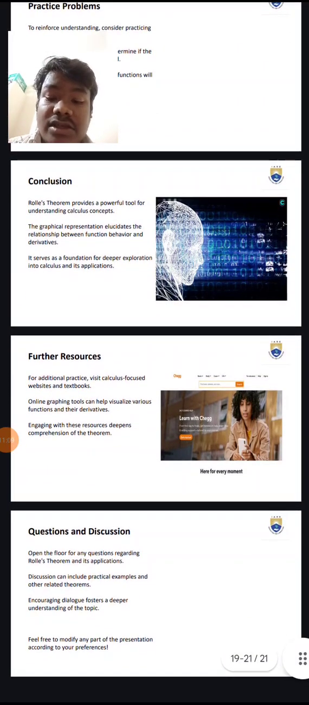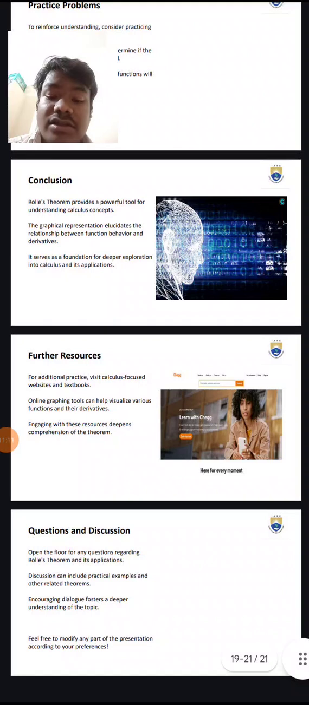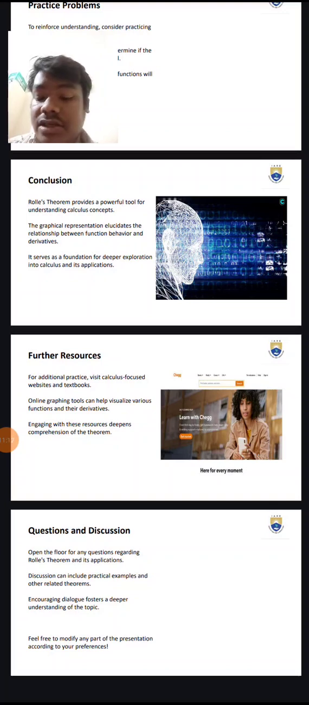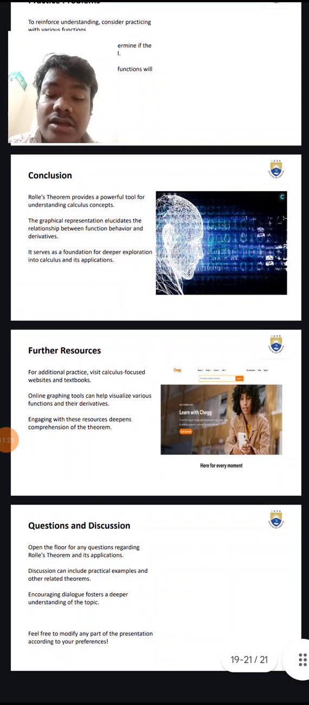Further resources. For additional practice, visit calculus-focused websites and textbooks. Online graphing tools can help visualize various functions and their derivatives. Engaging with these resources deepens comprehension of the theorem.